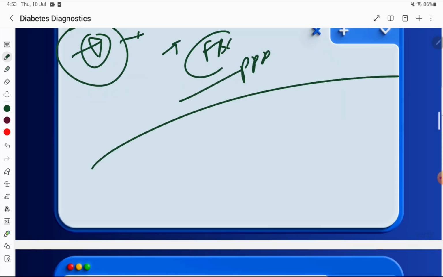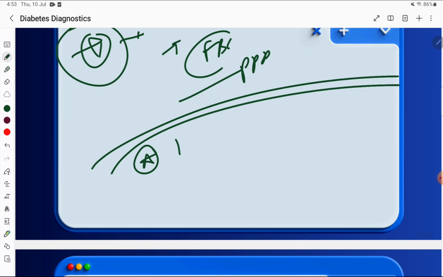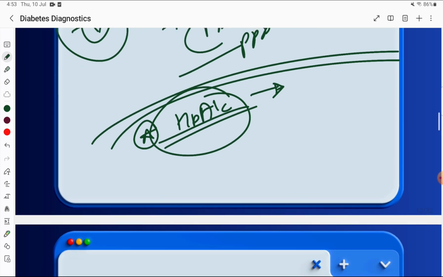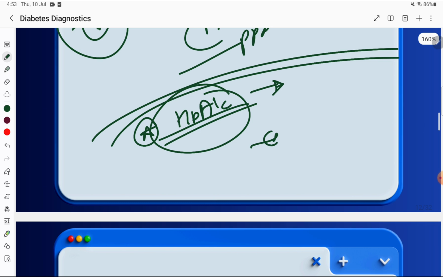Now my friends, one of the most important tests for diabetes mellitus is the HbA1c. Now what is it? So HbA1c measures the average blood glucose over 2 to 3 months by checking the percentage of hemoglobin bound to glucose. Okay, now I feel that we must study this test in detail, so we'll go into the depths of HbA1c.